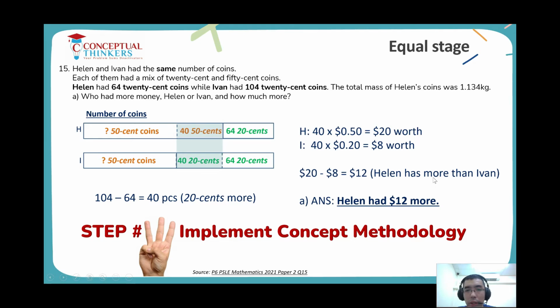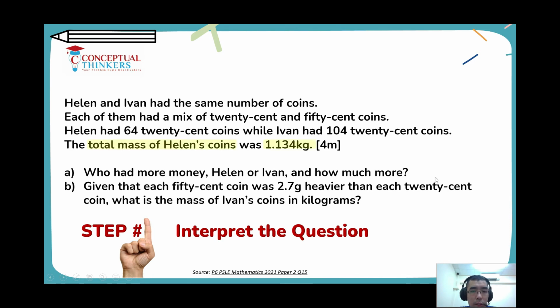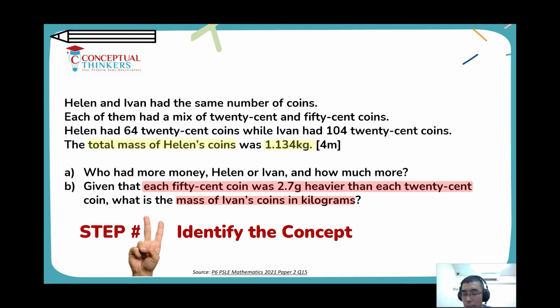Okay, so let's move on to part B. Again, we have to interpret the question. We know that the total mass of Helen's coins was 1.134 kg. Given that each 50-cent coin was 2.7 gram heavier than each 20-cent coin, we need to find what is the mass of Ivan's coins in kilogram. So let's identify the concept and look at the key phrases again. We know that each 50-cent coin is compared with each 20-cent coin. So for the concept here, we're going to use the set concept.